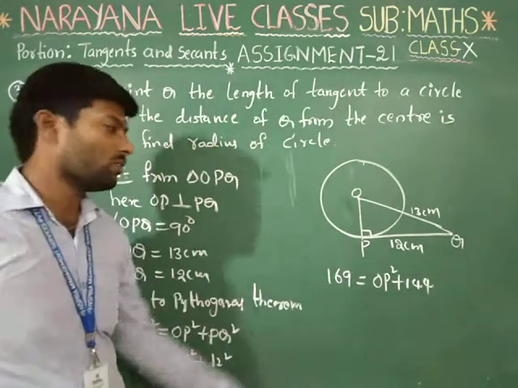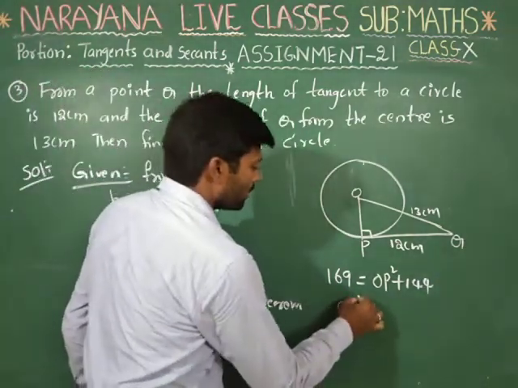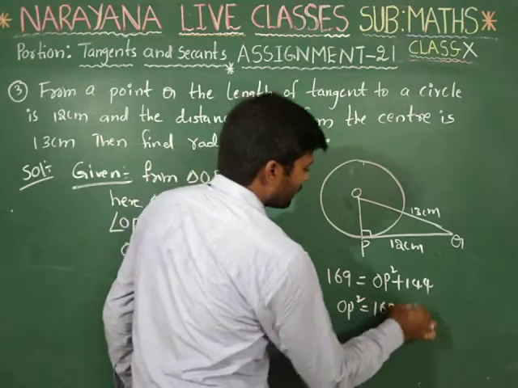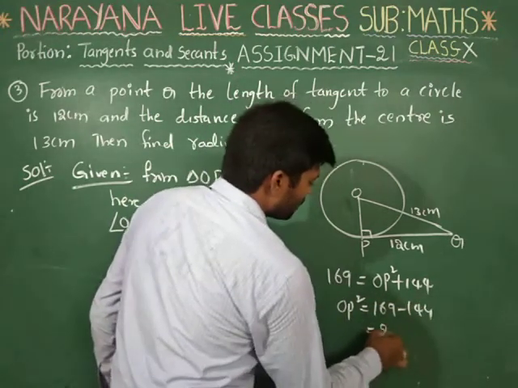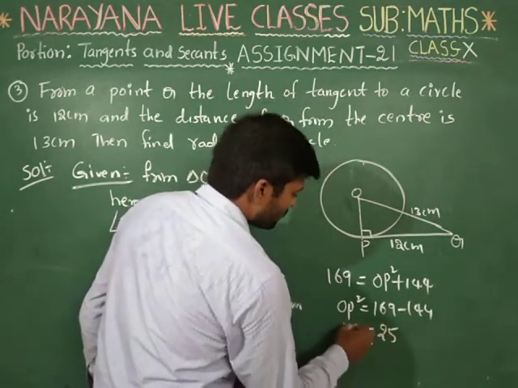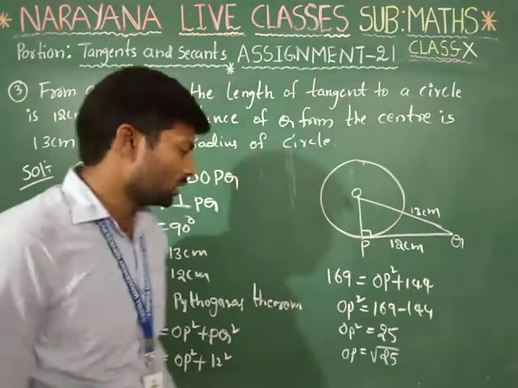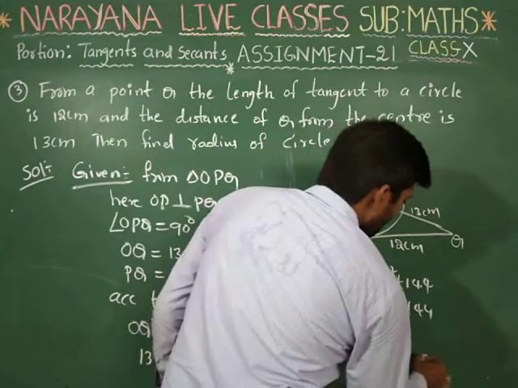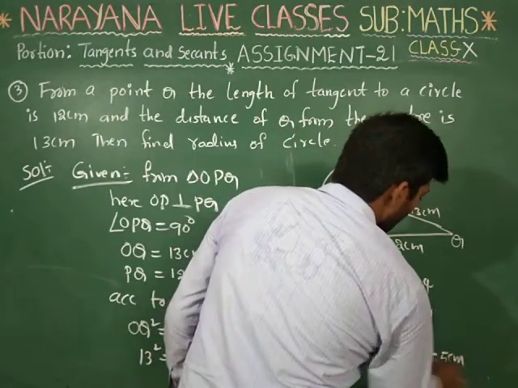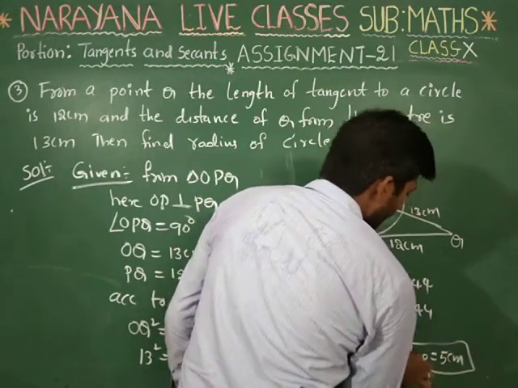So we have to simplify this one. OP square can be written as 169 minus 144, which is 25. That is OP square. This OP is nothing but the square root of 25. So OP is equal to 5 centimeters. This OP is the radius of the given circle.